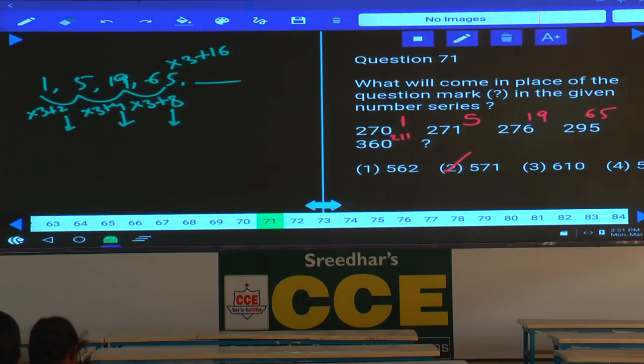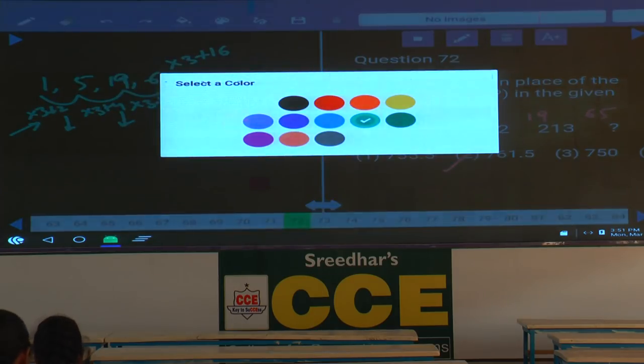Done with this? Now, within the difference here, a combination is used. Into 3 plus 2, into 3 plus 4, into 3 plus 8, and into 3 plus 16, and so on. And this is about question number 71. Done with this? Then question number 72. Now in this question number 72.